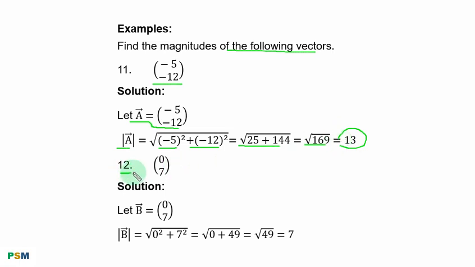Number 12, you have this column vector. Let vector B be equal to the given column vector. The magnitude of vector B is simply square root of 0 squared plus 7 squared. That is square root of 0 plus 49, equal to square root of 49, and that is 7.